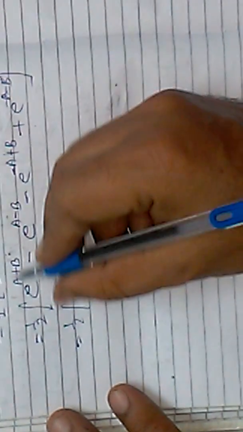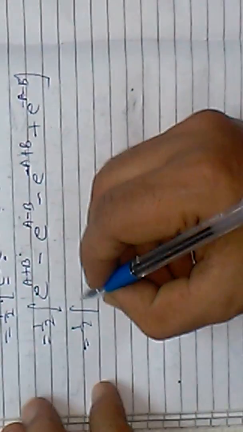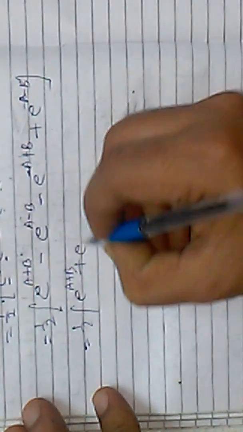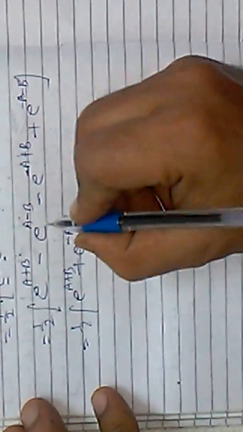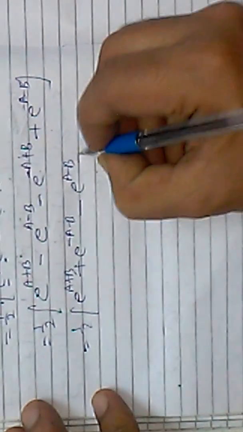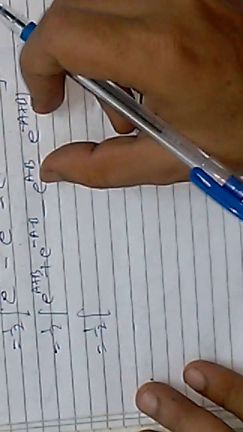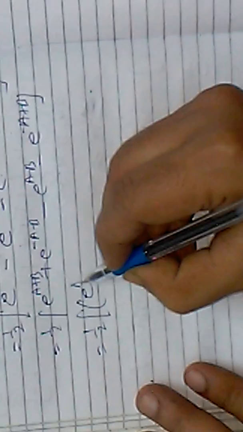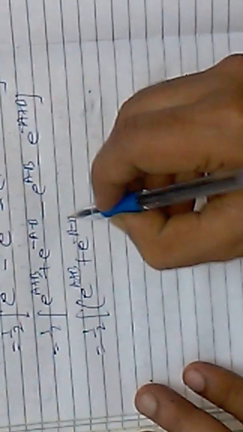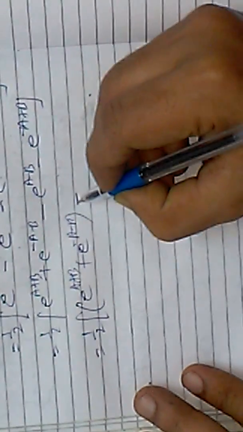Now we write e to the power this and this: e to the power A plus B plus e to the power minus A minus B. Also we write e to the power A minus B and e to the power minus A plus B. After it we collect these two numbers. Also we take a minus from this bracket. By this, these two numbers will be plus.